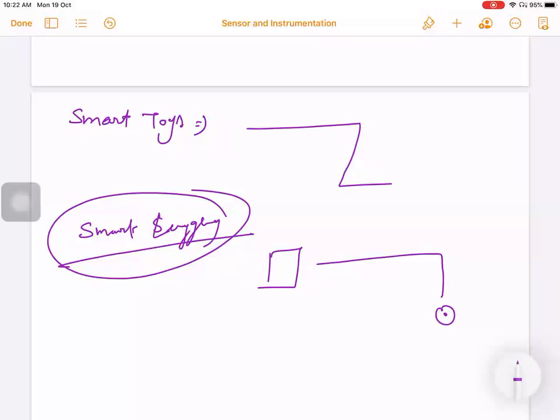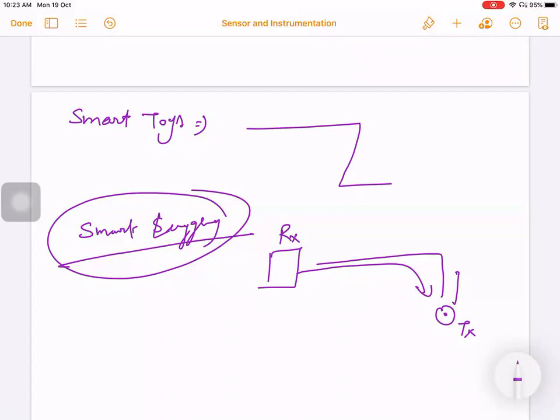You have a transmitter in your pocket, and this luggage is your receiver. Whenever you are moving, it gets the signal from you, so it will follow you wherever you go. This is a recent example. So smart toys, smart luggage carriers; there are so many applications available based on these smart sensors.